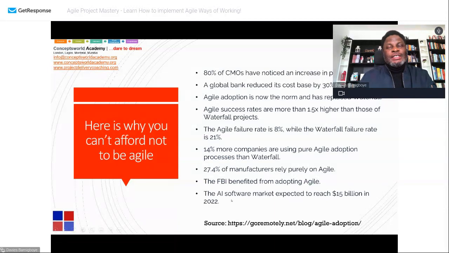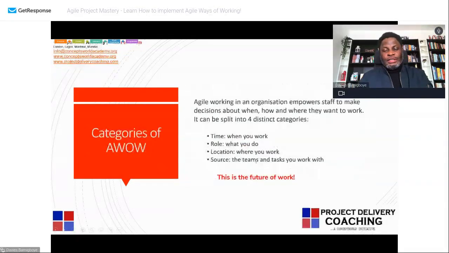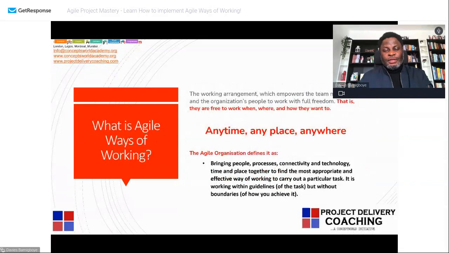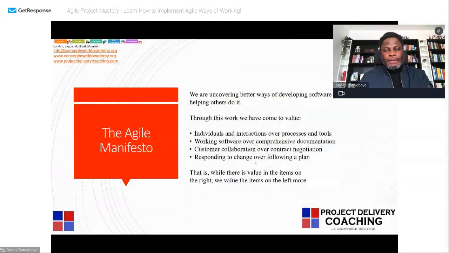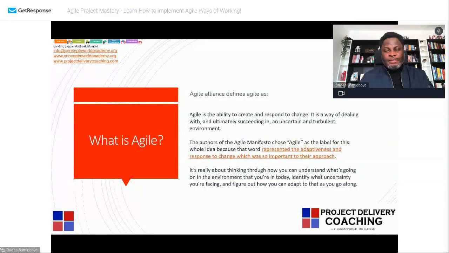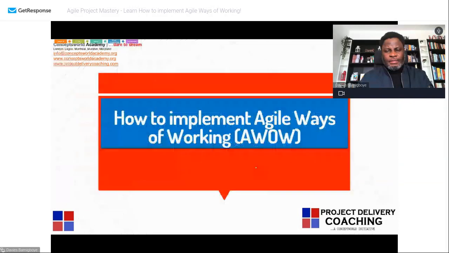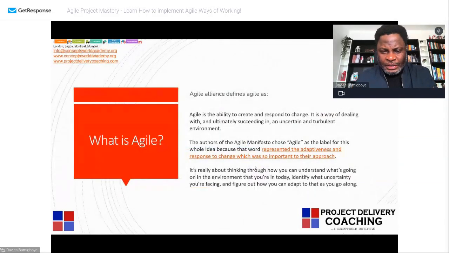Now, last point here is the AI software market. AI fulfills the mantra that I shared earlier. Let me go back up. There's something I shared here earlier, just so we can all be on the same page. I said something about adaptivity and responding to change. When you're not certain about what is going to happen, agile is the best way.